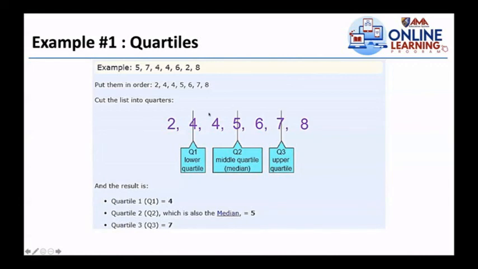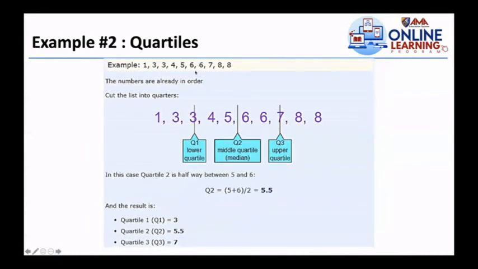So if you consider the whole data, that's Q3. That's why we have these values. Q1 is 4, Q2 is 5, which is also called the median. Q3 is 7. Okay. What if we have even, not odd?